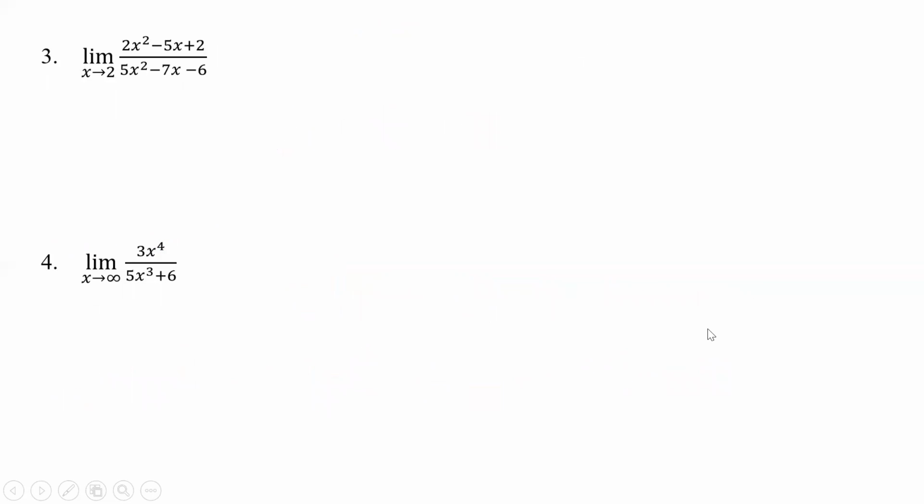Okay, what about this one? Well, if we plug in 2, that'd be 2 times 2 squared minus 5 times 2 plus 2 over 5 times 2 squared minus 7 times 2 minus 6. Well, if we plug that into our calculator, we get 2 times 4 minus 10 plus 2. Well, that's 0. And then on the denominator, we have 5 times 4 minus 14 minus 6.